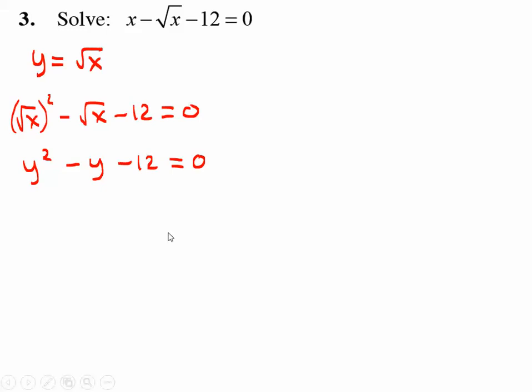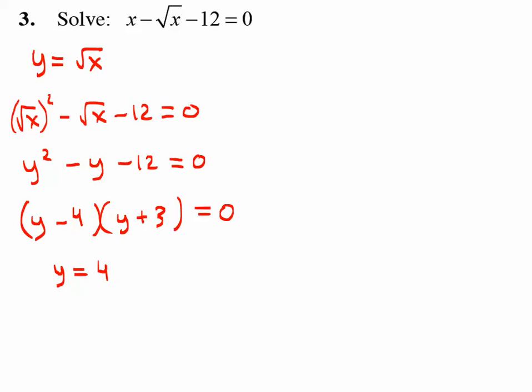Let's see. Two numbers multiplied to get negative 12, add to negative 1. Negative 4 and 3 is perfect. Negative 4, positive 3. And solve each of those. How about y is equal to 4, y is equal to negative 3. That's so cool.